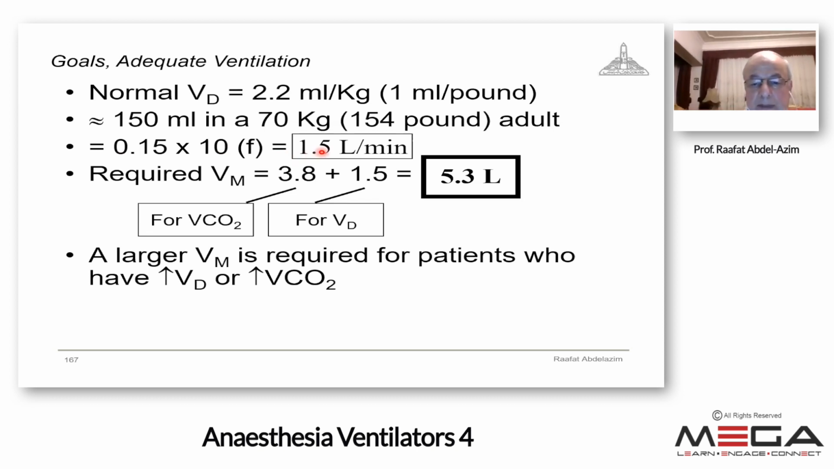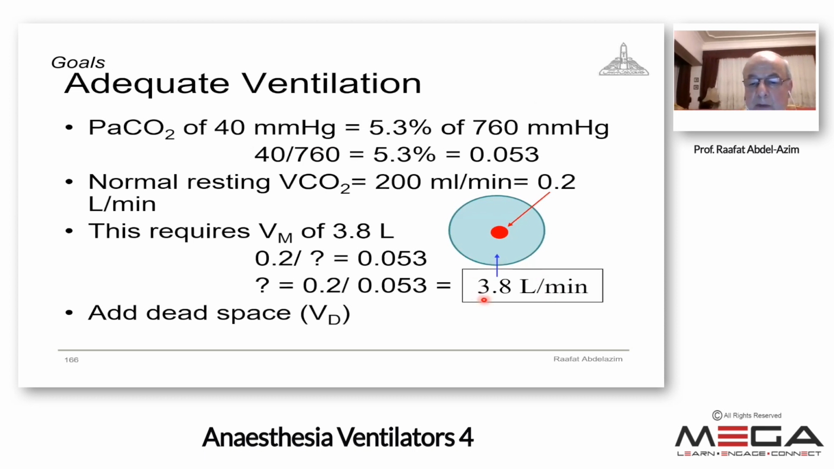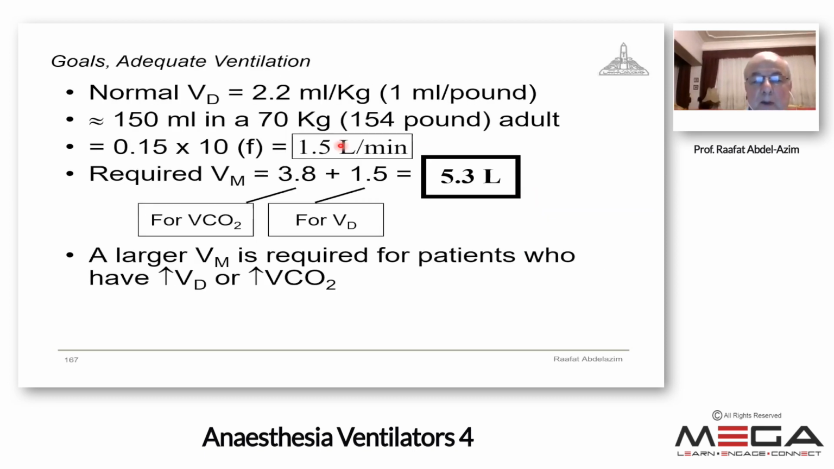Go back to the previous slide. We need the minute volume to be 3.8 liter per minute to get rid of the carbon dioxide produced in 1 minute, and to add 1.5 liter for the dead space. So the required minute volume equals 3.8 liters per minute for carbon dioxide produced and 1.5 liter per minute for the dead space, and the total is 5.3 liter per minute. You take this 5.3 and give the tidal volume and the respiratory rate multiplied to get this 5.3 liter.